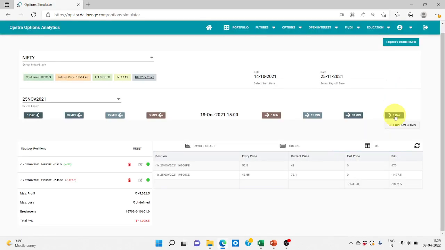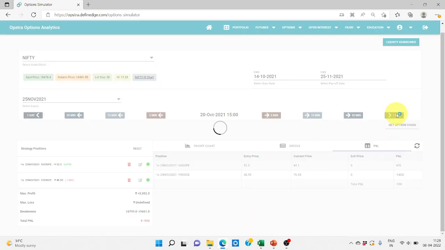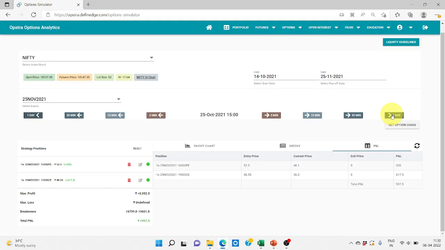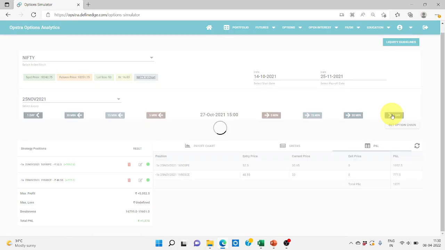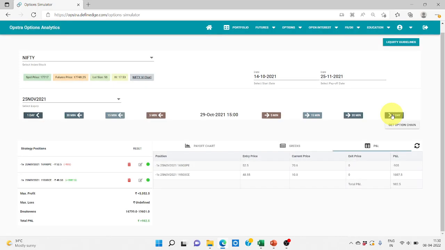So actually this is a month where we didn't need to do any adjustment. You can see 43 and 76 here. This never went to 100 on any of the days, and finally these two have decayed and became 0. So we got the entire profit without doing any adjustment.